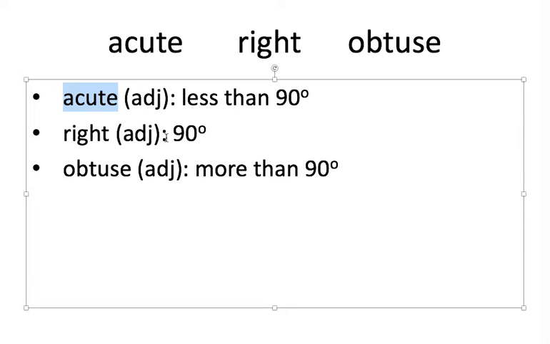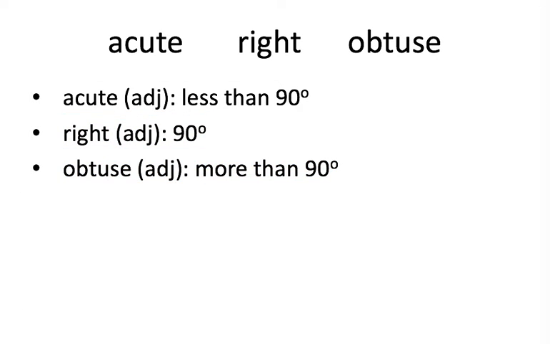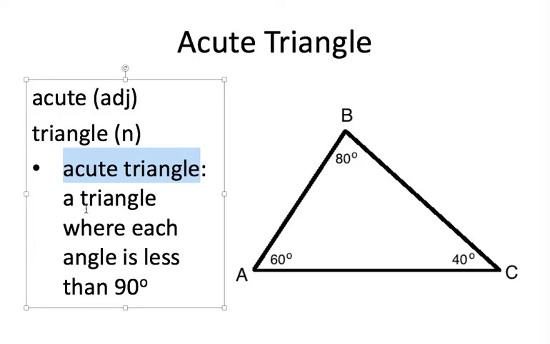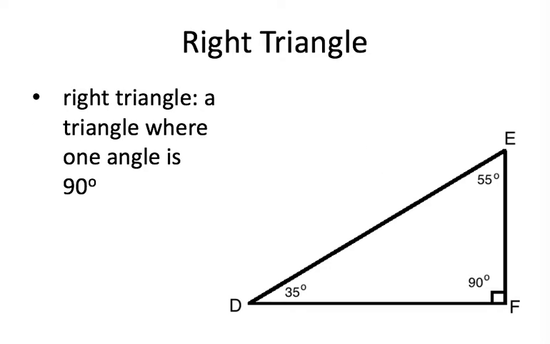All right. So just like you have an acute angle, a right angle, and an obtuse angle, you can also have an acute triangle, a right triangle, or an obtuse triangle. An acute triangle is a triangle where all the angles are less than 90 degrees. So here, all three of these angles are less than 90 degrees, so therefore this is an acute triangle. If one of the angles is 90 degrees, then it is a right triangle.